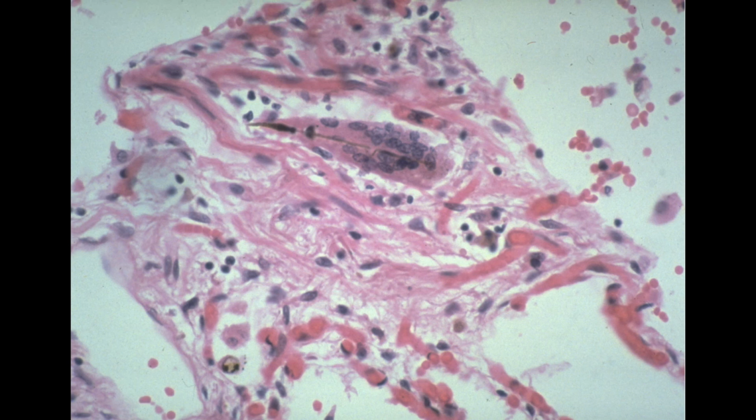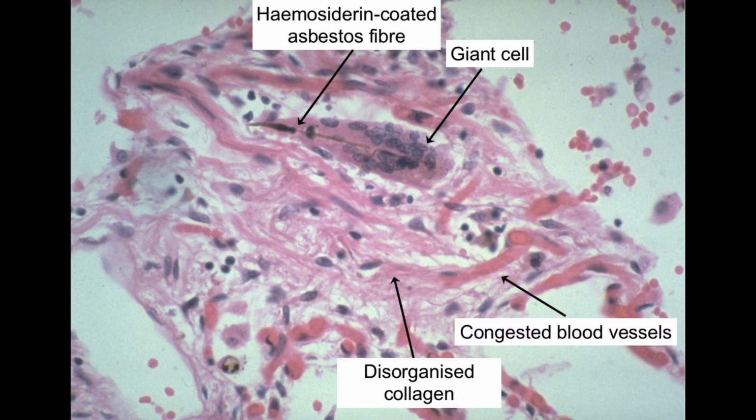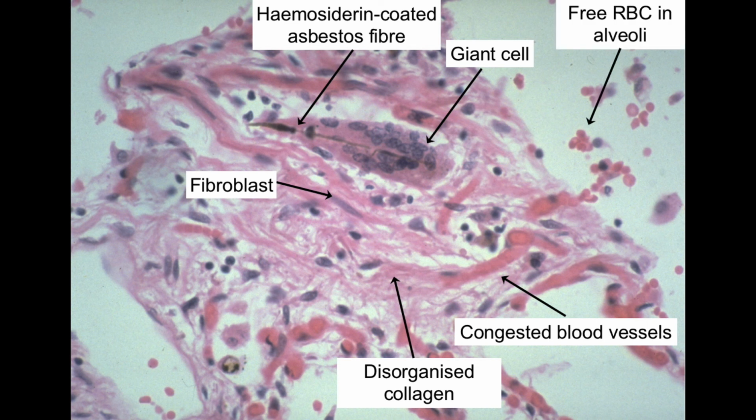At a high magnification, we can see that some asbestos bodies have been almost entirely engulfed by multinucleate giant cells. Notably, these asbestos bodies present the only method of distinguishing asbestosis from other causes of diffuse interstitial fibrosis. Note the bead-like brown coating of hemosiderin on the asbestos fiber within the giant cell. Also note the extreme congestion of blood vessels as well as the free red blood cells in the alveoli. This is due to ongoing inflammation and pulmonary hypertension.